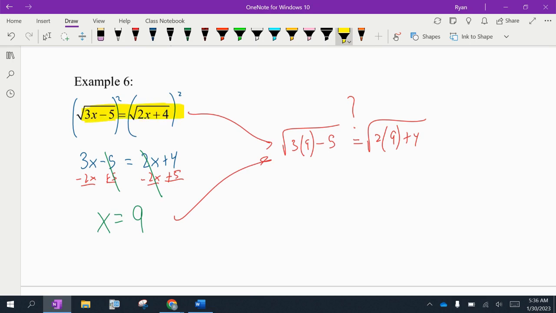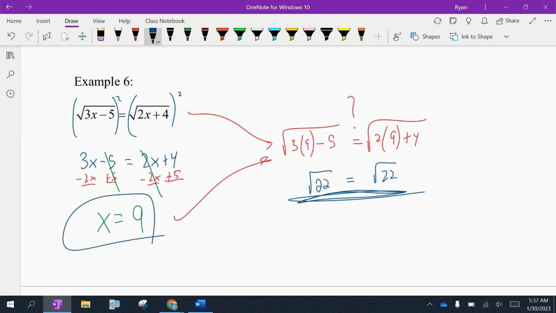All right, here's the equation. I'm plugging 9 in anywhere I see an x. 3 times 9 is 27. 27 minus 5 is 22. So it's the square root of 22. That's some decimal. I don't know the exact value. We'll leave it like that for a second. On the right, 2 times 9 is 18. 18 plus 4 is also square root of 22. So even though I don't know what the square root of 22 is equal to, it is the same thing on both sides, which means x equals 9 would be our correct answer.